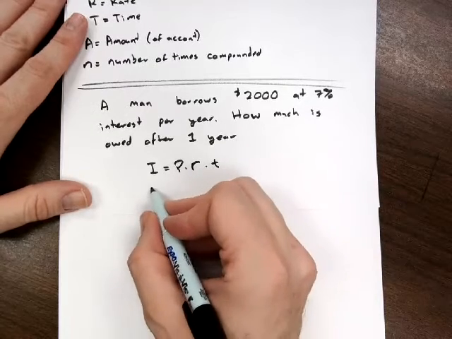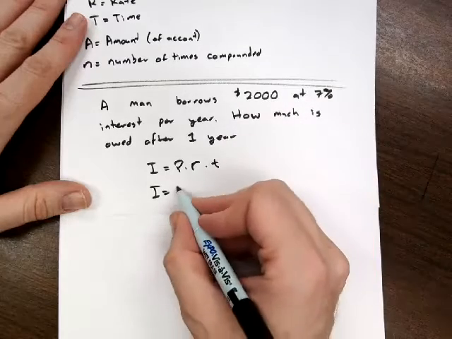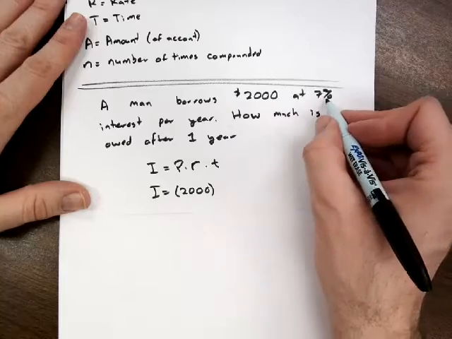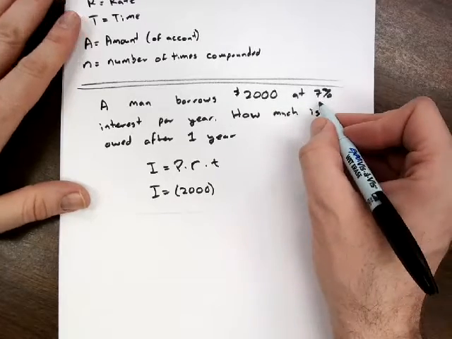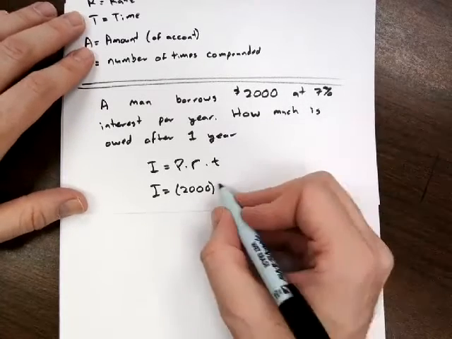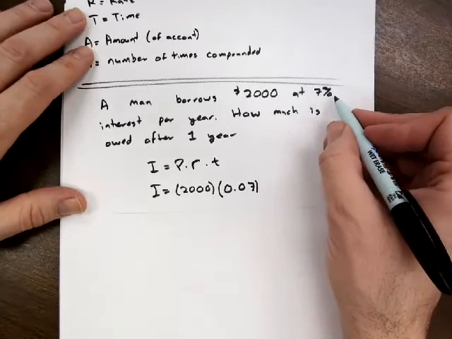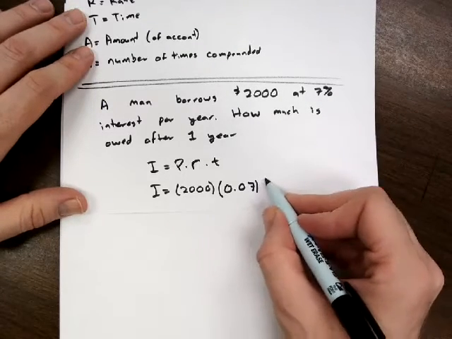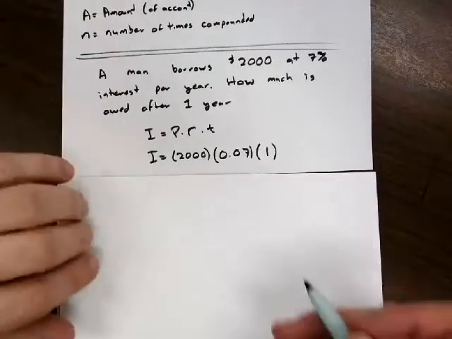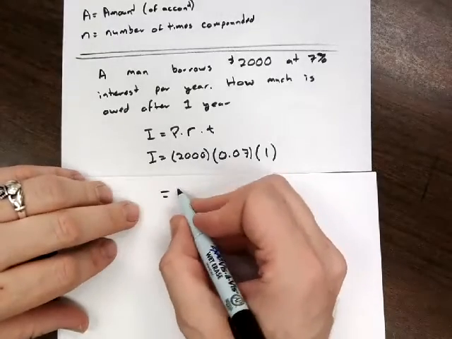Okay, so here our interest is going to be equal to our principal, which is that initial amount borrowed, that $2,000. This rate, by the way, notice that we never put our percent numbers in here as a percent. We have to change it to decimals. So it's always going to be 0.07. We change that to 0.07, not 7. And then our time here is 1. And when I multiply 2,000 times 0.07 times 1, I'll end up with 140.